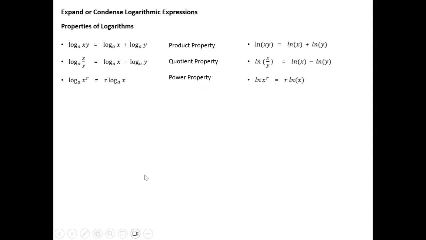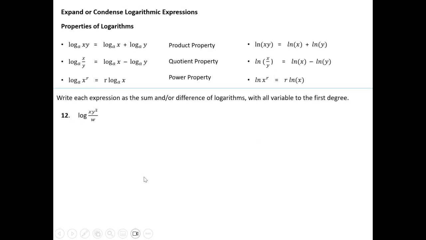Okay, let's do another one. Here, guys, we have all 3 rules. We have multiplication, which will be addition. We have division, which will be subtraction. We have the power, the exponent rule. You see all 3 of them are present.